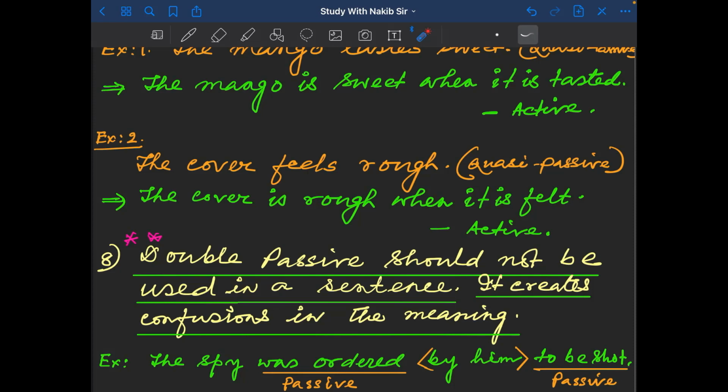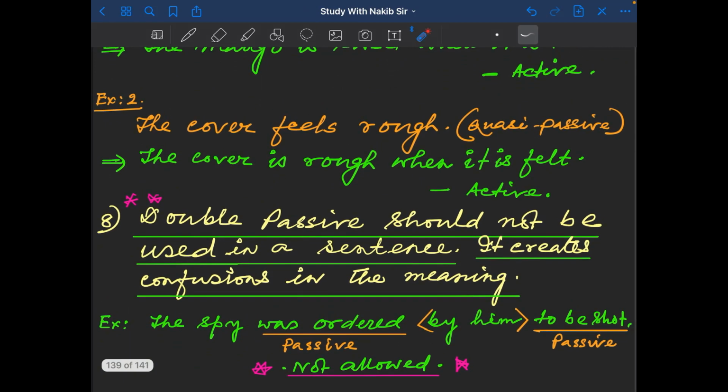So there is no need of using the double passive in a sentence. Remember this, memorize it. Double passive should not be used in a sentence. It creates confusion in the meaning. See the example. The spy was ordered by him to be shot. Passive voice. To be shot is passive and was ordered is passive. It is called double passive. It is not allowed.